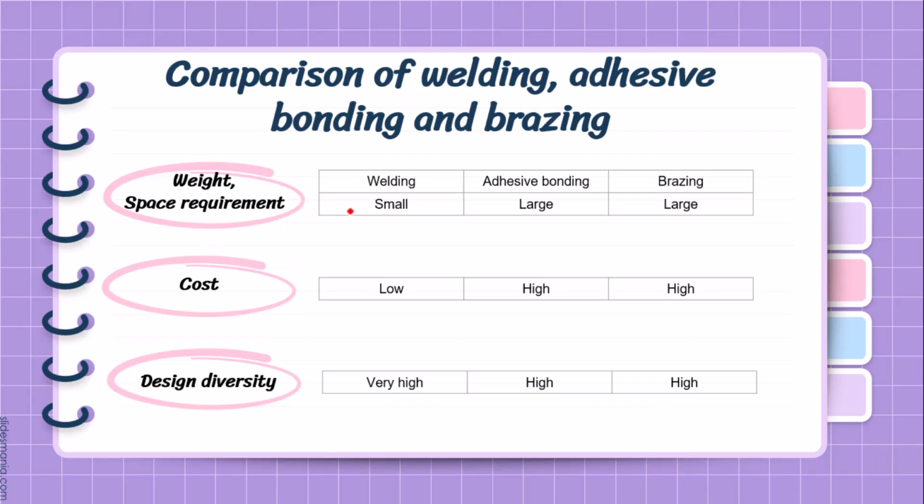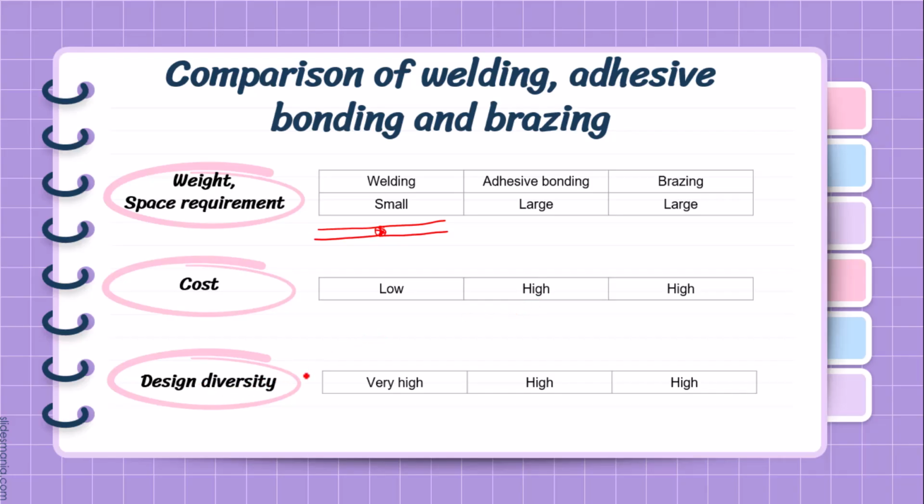Regarding the weight and space requirements, the welded joints add little weight to the structure, as we can do the welding process in both configurations, as you can see. But in adhesive bonding and brazing, we add weight to the structure because of the lap configuration. Regarding the cost, the welding procedures have a lower cost in comparison to adhesive bonding and brazing because of the surface preparation that we need to do before these processes, and also because of the addition of the weight.